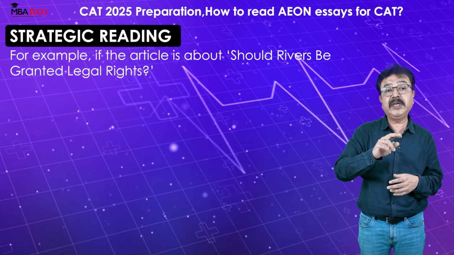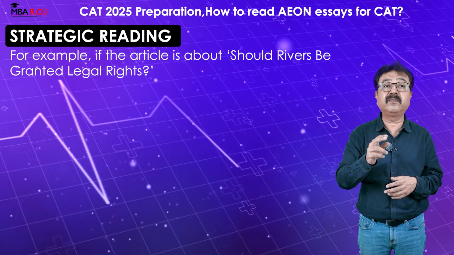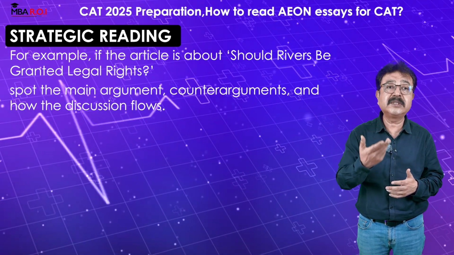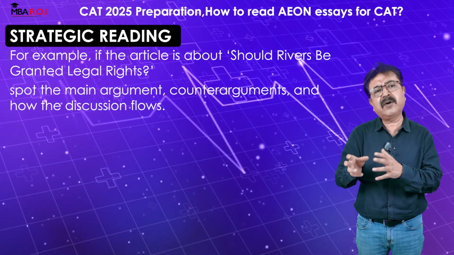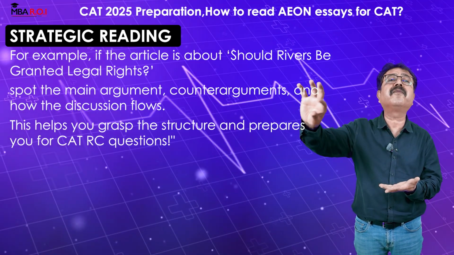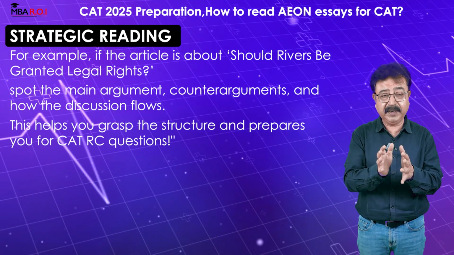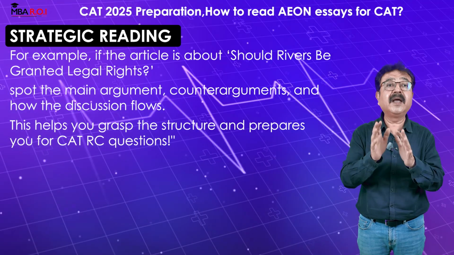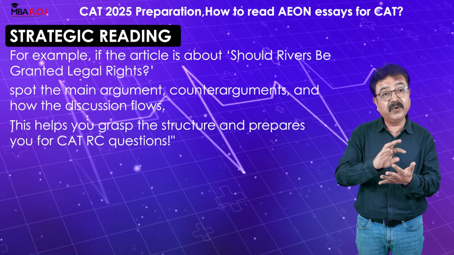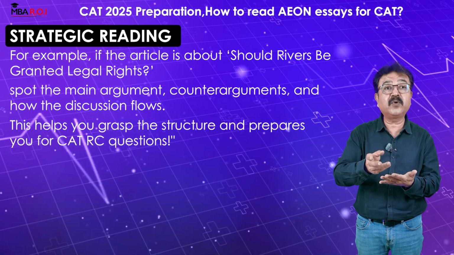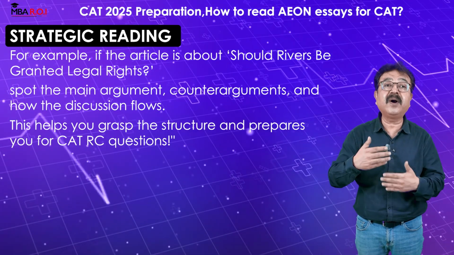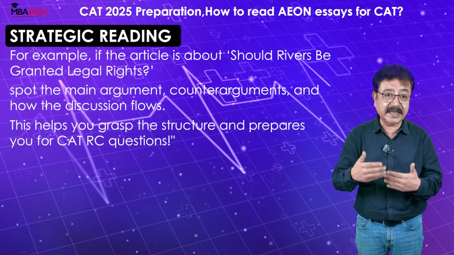Also look for the movement of transition words, for example, furthermore, in addition to, since, therefore. These are all transition words which will give you an idea of the flow of thought. For example, if the author is writing an article about whether rivers should be granted legal rights, look for the arguments, counter arguments, and different perspectives. That is what is going to make a lot of sense.